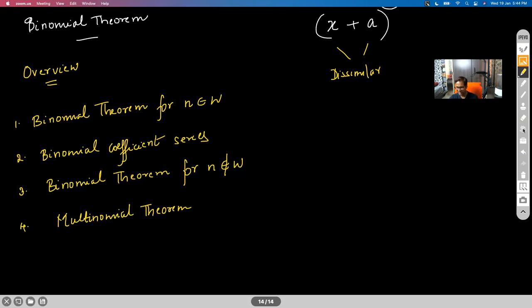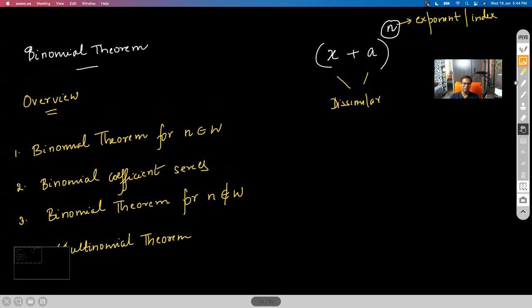Okay. So let us try to start. Let us start with binomial theorem for the first part, binomial theorem for whole number index. Now I'm going to derive this theorem merely by observation. Whatever we have done in our junior classes, based on that, I'm going to derive the theorem which will help us to expand a binomial expression.